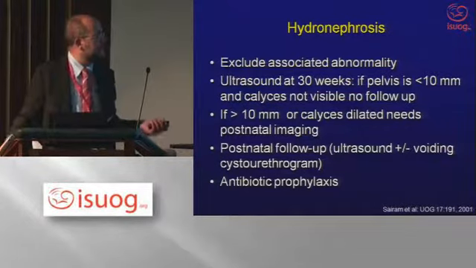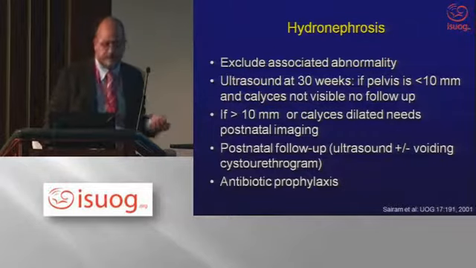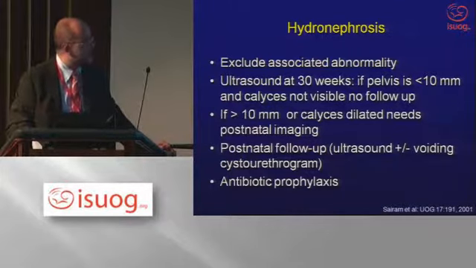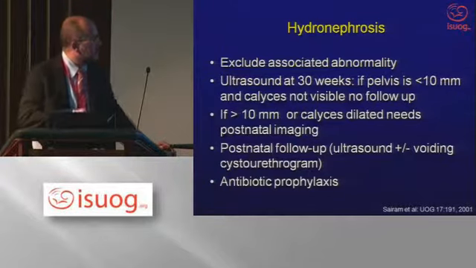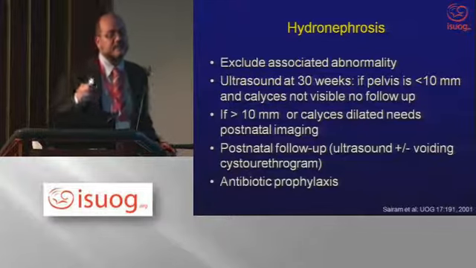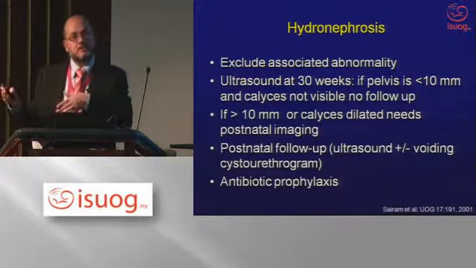And the postnatal imaging is an ultrasound and usually a micturating cystourethrogram. If the fetus is male, then that needs to happen very soon after birth to ensure that there's no bladder outflow obstruction. And antibiotic prophylaxis. The reason we do antibiotic prophylaxis is because antenatally it's not possible to distinguish reflux from obstruction.